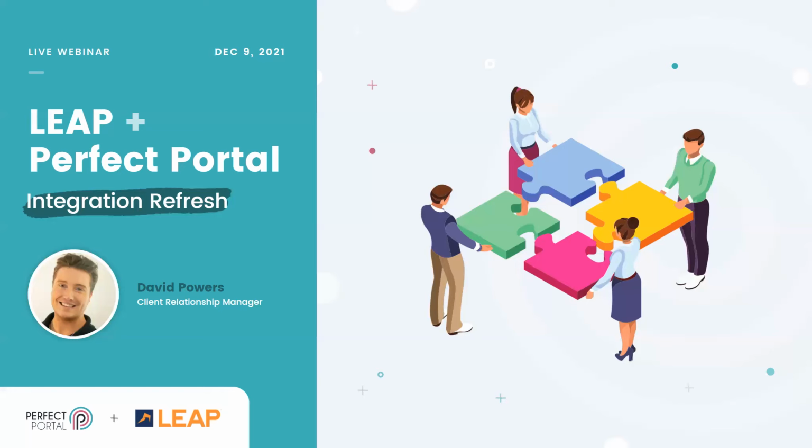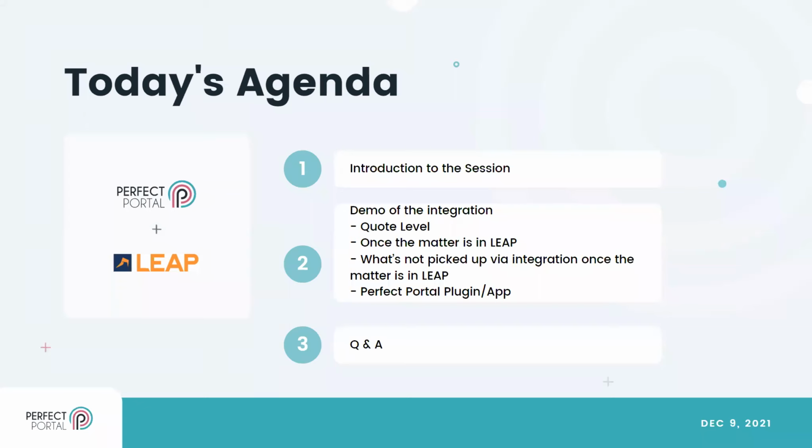I'm just going to go over a quick agenda for the webinar: introduction to the session, which we've just done, and then I'm going to go in depth on a demo of the integration. So we're going to see the integration at quote level, once the matter is in Leap, what's not picked up by our integration once the matter is in Leap. And then finally, the Perfect Portal plugin and app, which is obviously the greatest benefit of having this integration, having that tailor-made branding and communications all within your Leap account. So you're not going between two systems.